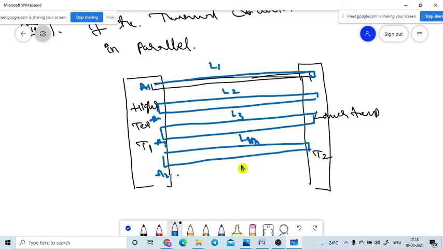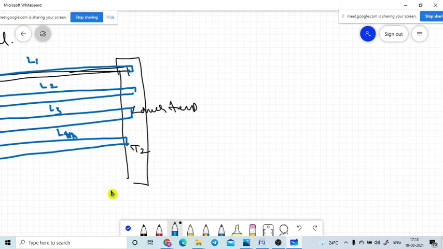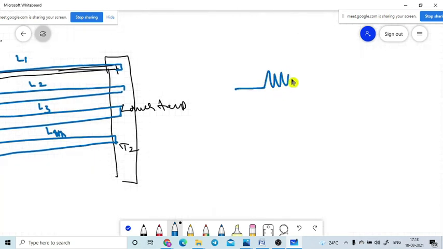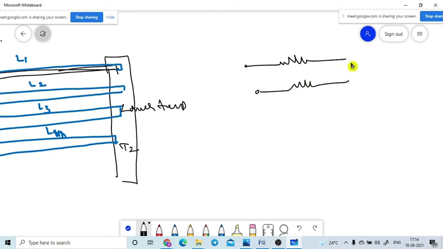You are already very familiar: if the resistors are connected in parallel manner, which parameter is constant? Here is one resistor, another resistor is connected in this direction. Sorry, let me draw. The voltage difference between the two sides must be constant in each and every resistor. This is one resistor, this is another resistor, connected at the same positions. The voltage across these two resistors is the same.